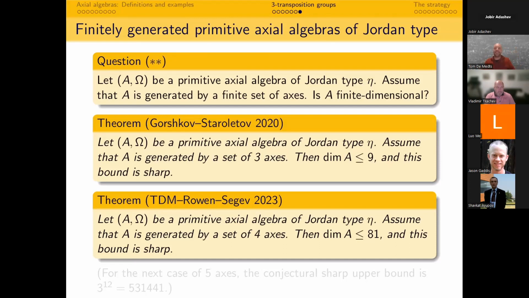I've just shown you this very explicit example of this 81-dimensional algebra, which is an example of a 4-generated primitive axial algebra of Jordan type. And then the next case I was trying to hint at is going to be really substantially more difficult. The conjectural upper bound is 3 to the 12 in this case. And also these Fischer groups arise. They are a little bit smaller than that in terms of the dimension of the algebra, but it's kind of the same order of magnitude. So that's going to be really substantially more difficult again.